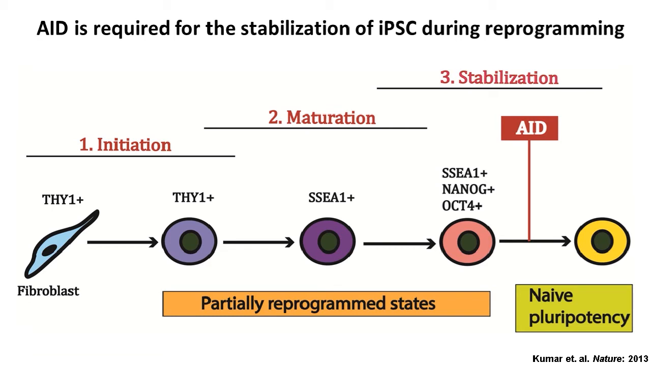Initiation, the first step, is when there is a change in the cell morphology and the downregulation of the somatic program. Maturation is the upregulation of pluripotency genes, and stabilization involves massive epigenetic resetting, and this epigenetic resetting helps the cells to stabilize as pluripotent stem cells. So again, I have shown that AID is required at the later stages of reprogramming.